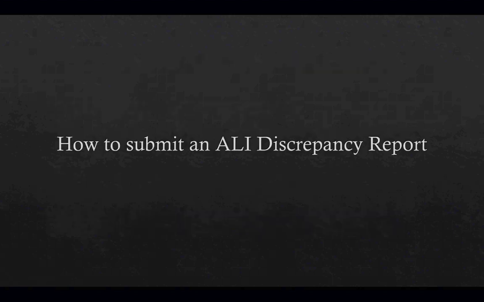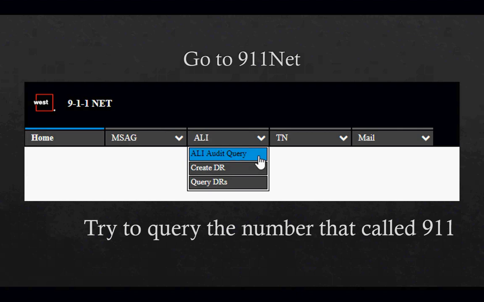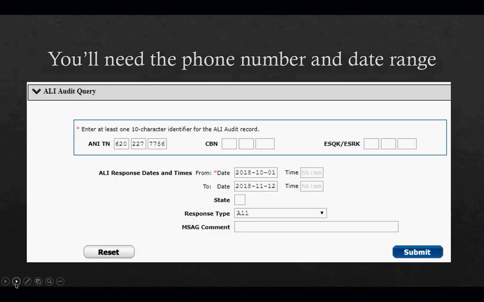So, how to submit an ALI discrepancy report. You go to 911net. This is the same website that you go to in order to get to GIS Director. So if you've only ever accessed it through GIS Director, it's the same website. You're just going to go to the 911net side instead of the GIS Director side. Then at the top of the screen, you have several options, and ALI is one of those. Your very first step is to try and query the number that called 911.